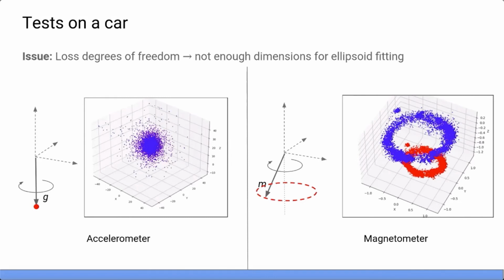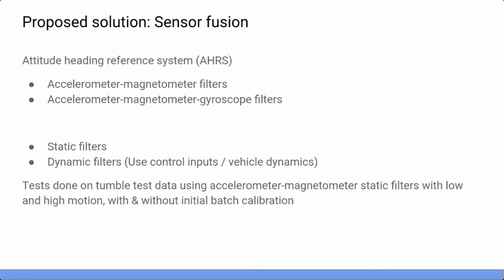So the proposed solution to this was sensor fusion. I won't get into all the details of the sensor fusion because of the time constraint, but basically we tried a library called Attitude Heading Reference System, in which we tried different accelerometer and magnetometer filters together to calculate the orientation of the IMU. And among these, we specifically use the static filters, which were the filters which do not require any control inputs or vehicle dynamics.